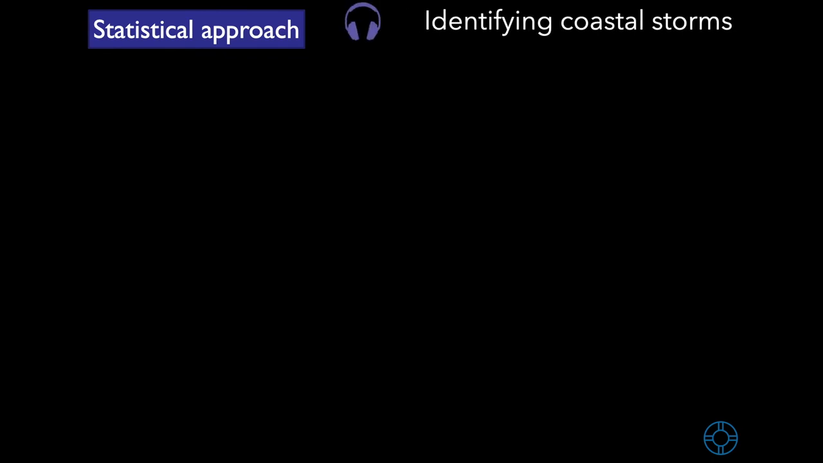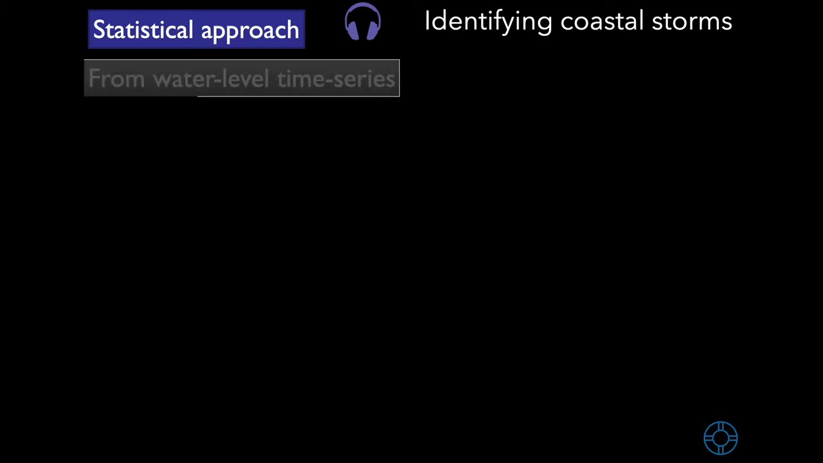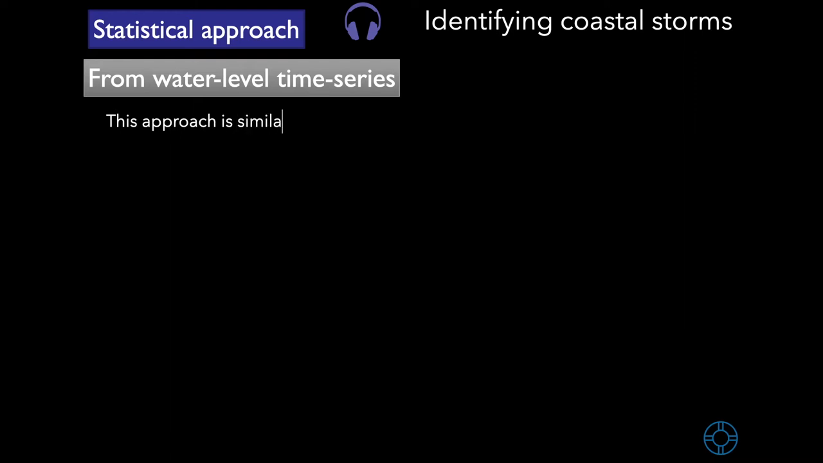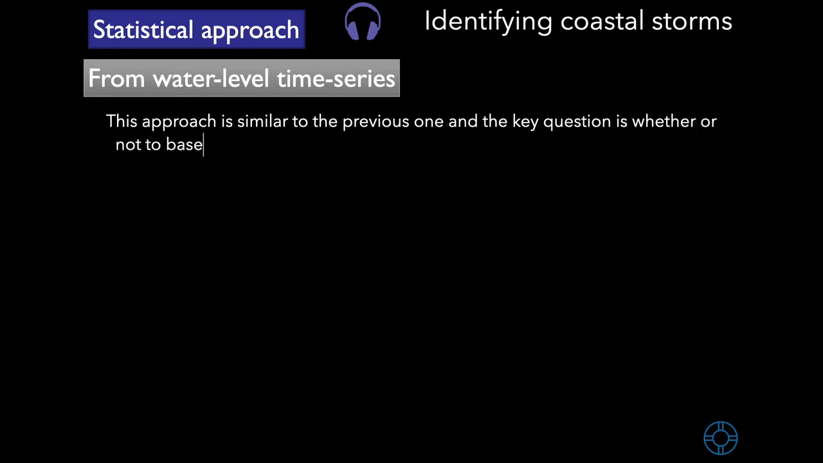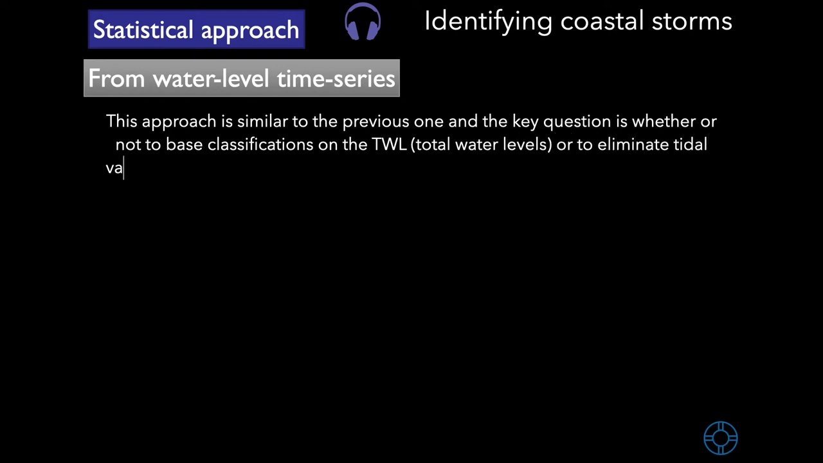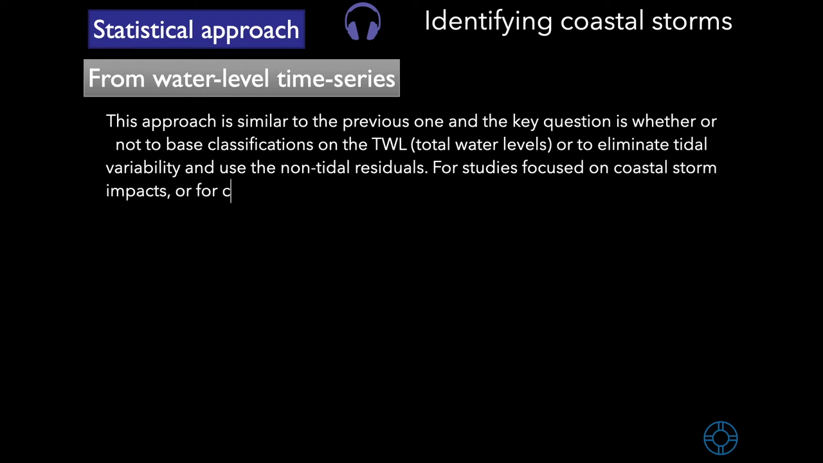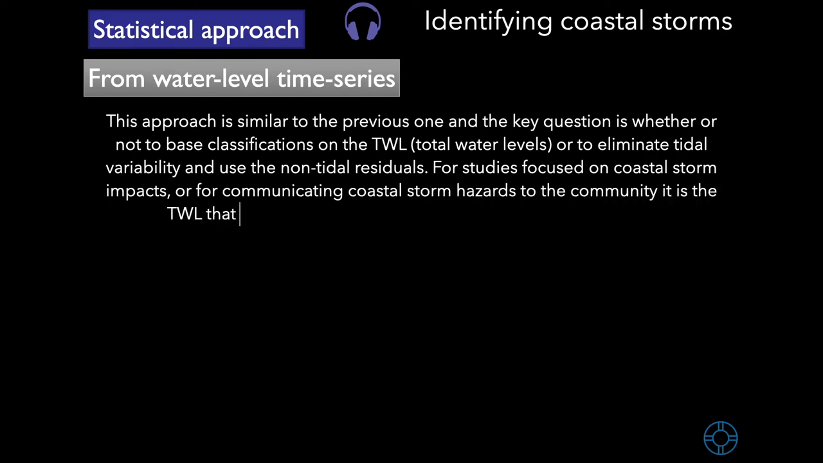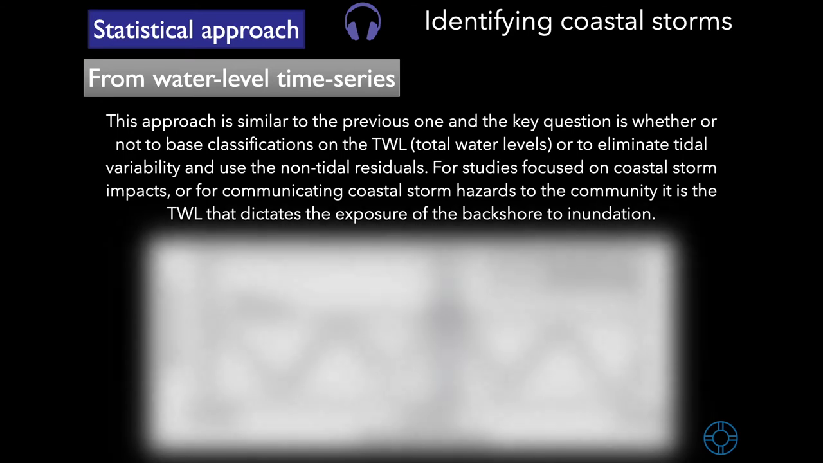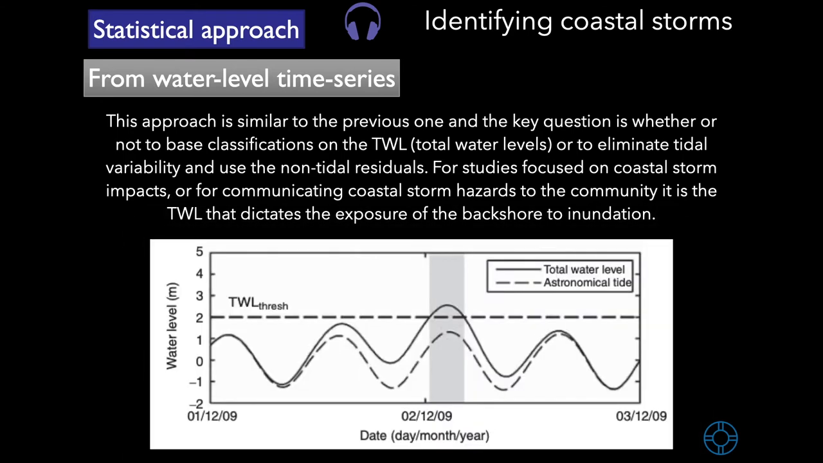Another useful way of identifying coastal storms is from water level time series, and this approach is similar to the previous one. The key question is whether or not to base classifications on the total water levels, or to eliminate tidal variability and use the non-tidal residuals. For studies focused on coastal storm impacts, or for communicating coastal storm hazards to the community, that is something very important: it is the TWL that dictates the exposure of the backshore to inundation. And maybe this is a useful way of communicating coastal hazards.